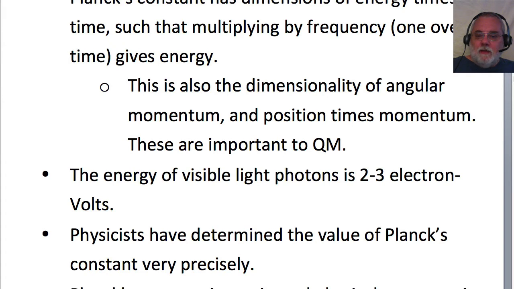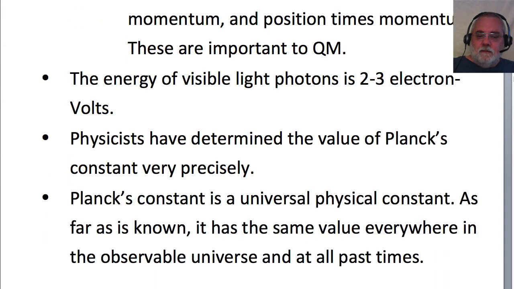Physicists have determined the value of Planck's constant very precisely. Planck's constant is a universal physical constant. As far as is known, it has the same value everywhere in the observable universe and at all past times. So galaxies 10 billion light years away, whose light started out 10 billion years ago, that light was emitted from an atom, and Planck's constant for that emission is the same as the value here on Earth.